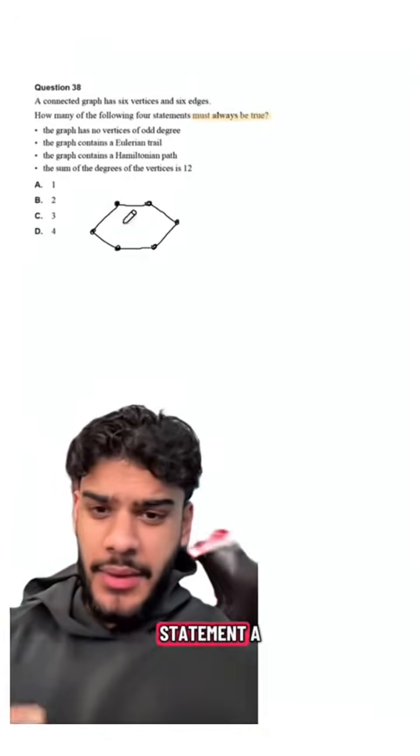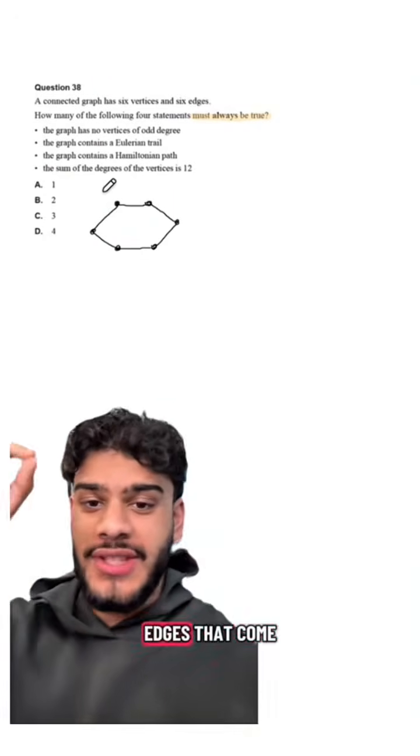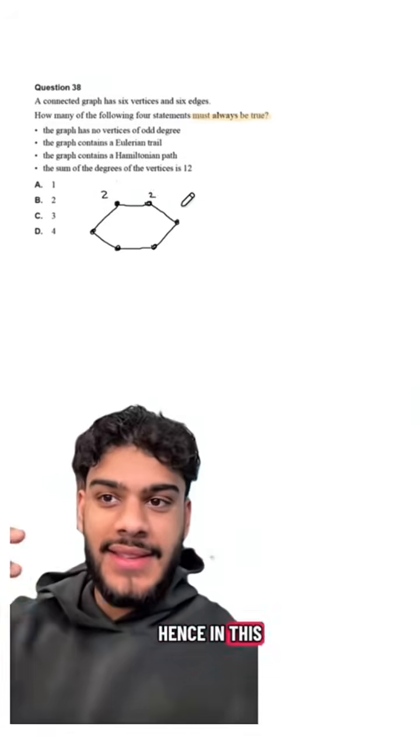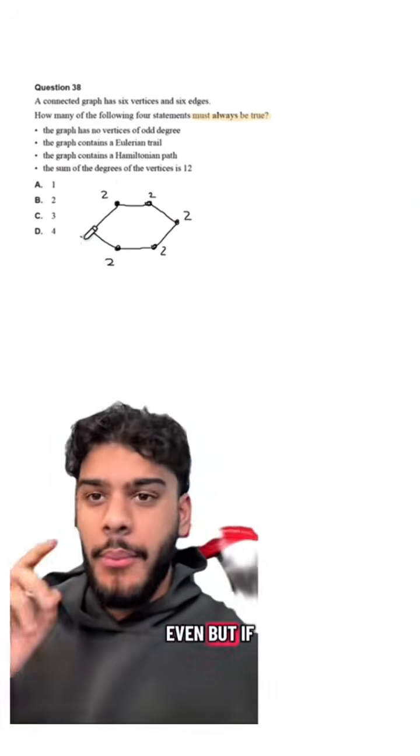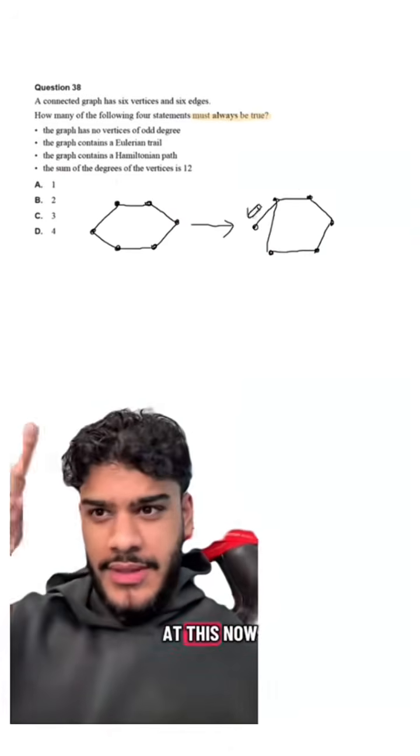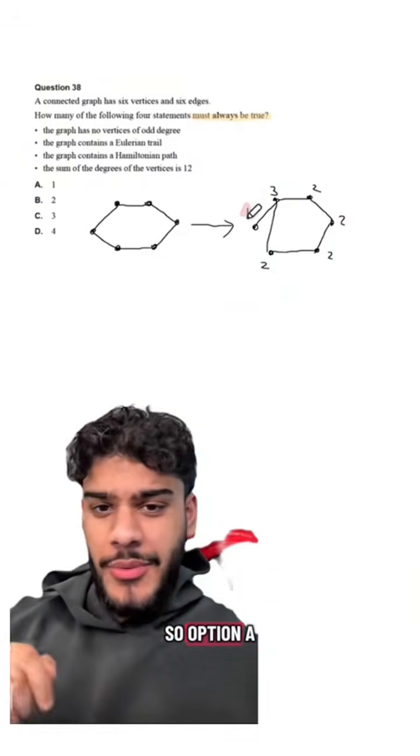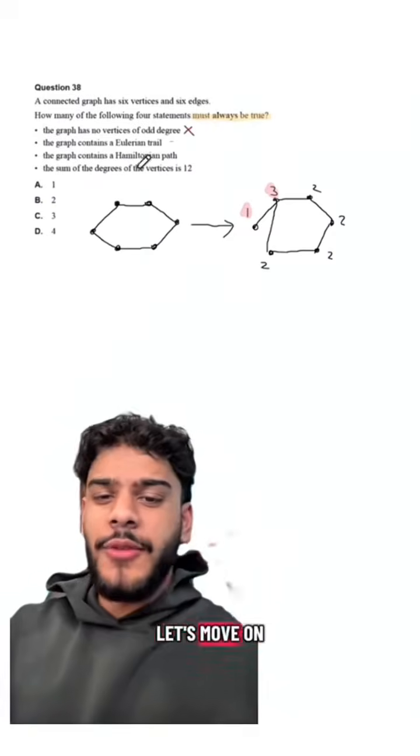First, let's test statement A. We know that a degree is the amount of edges that come off a vertex. Hence, in this case, they're all 2, so they're all even. But if we move just one edge, have a look at this. Now 2 vertices are odd, so option A is not always true. Let's move on to statement B.